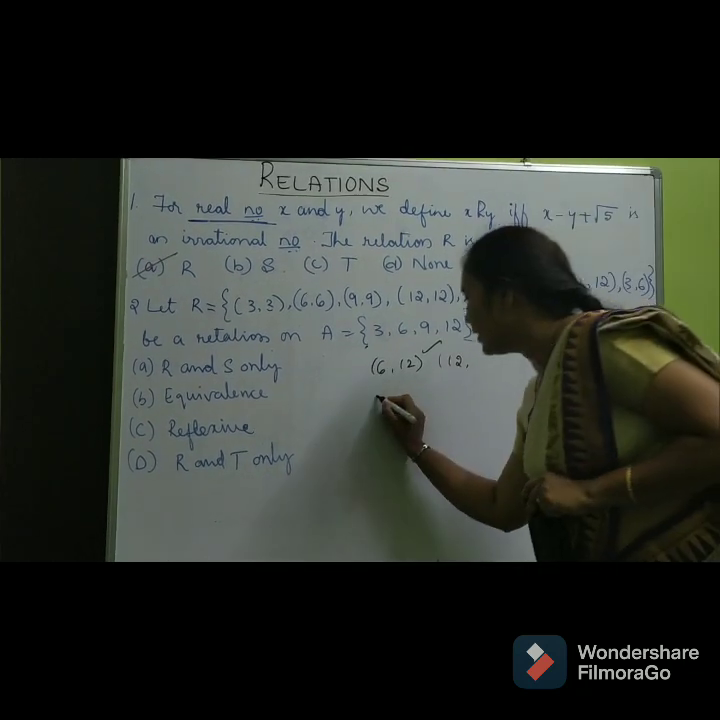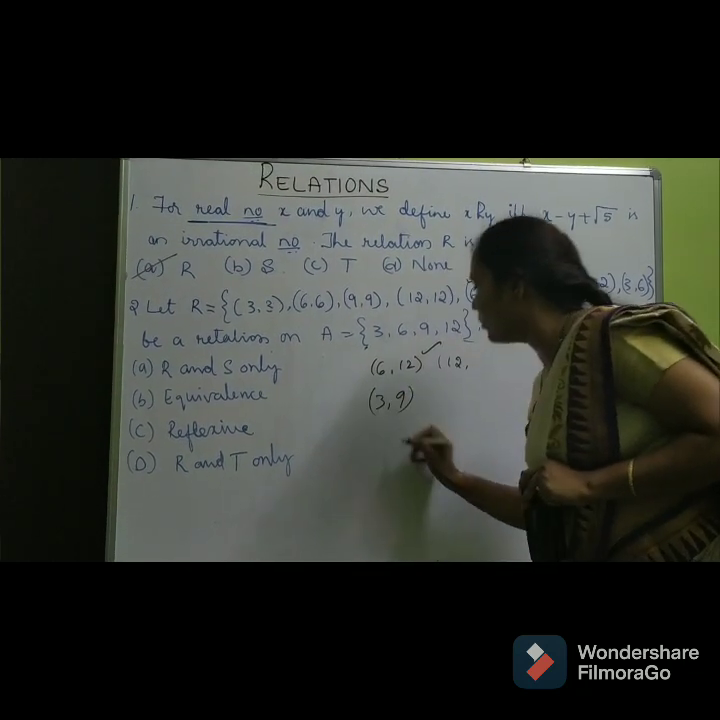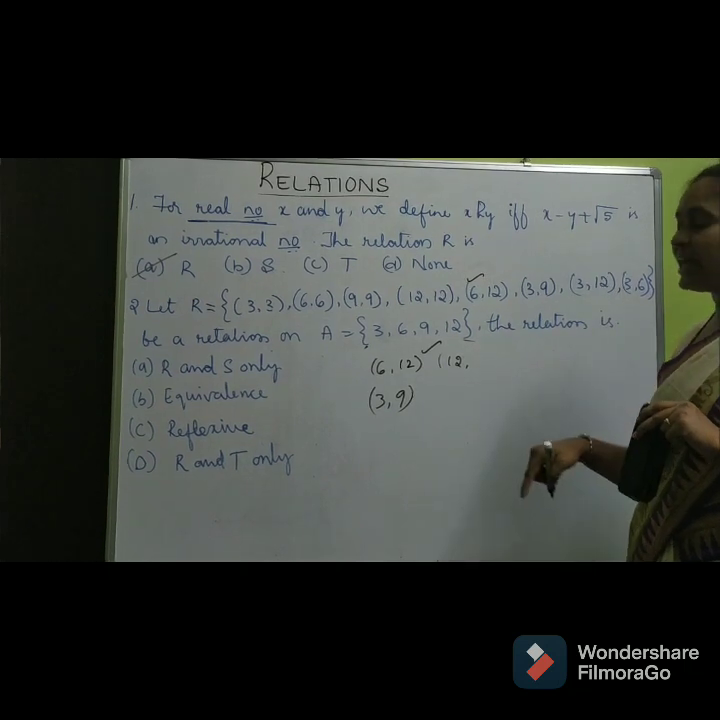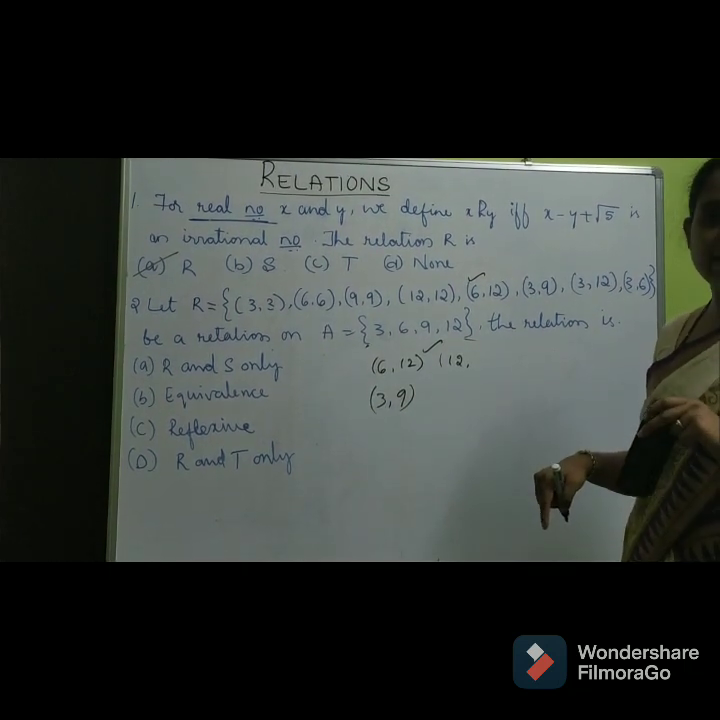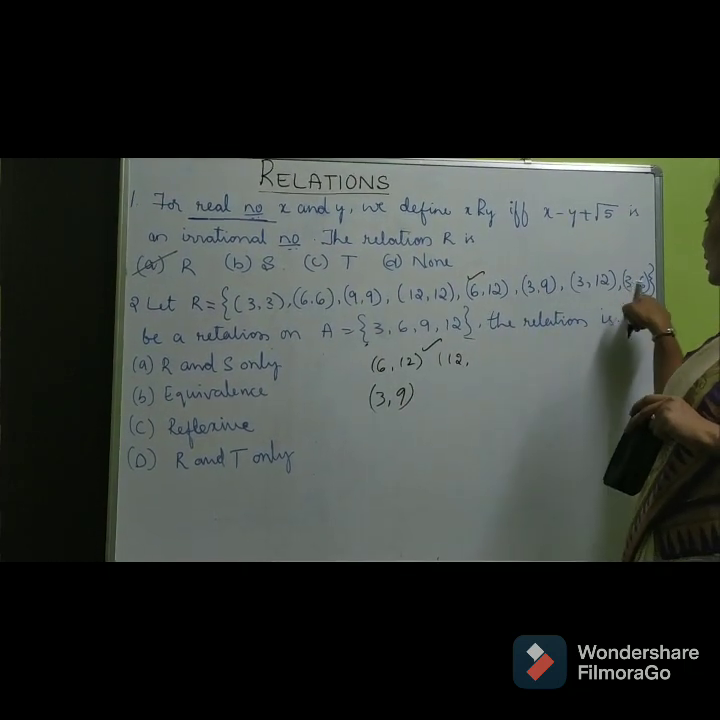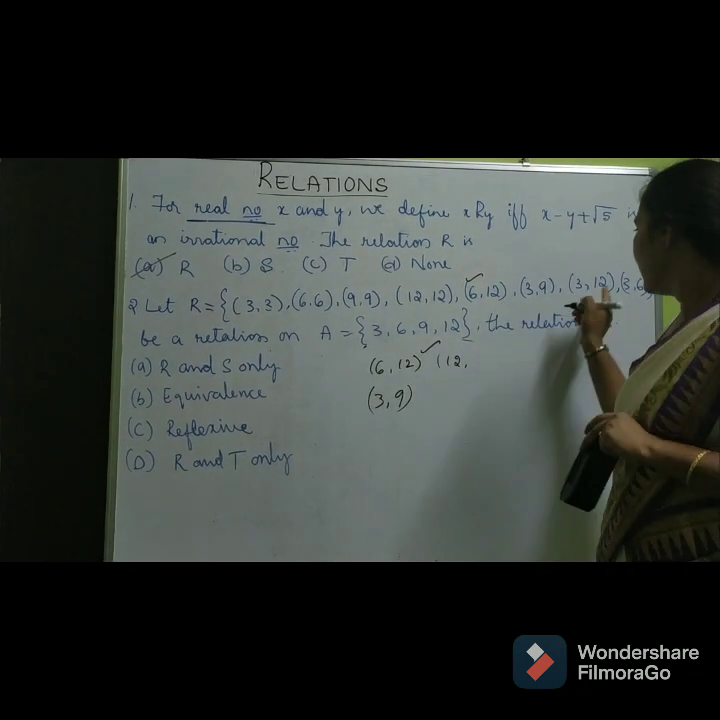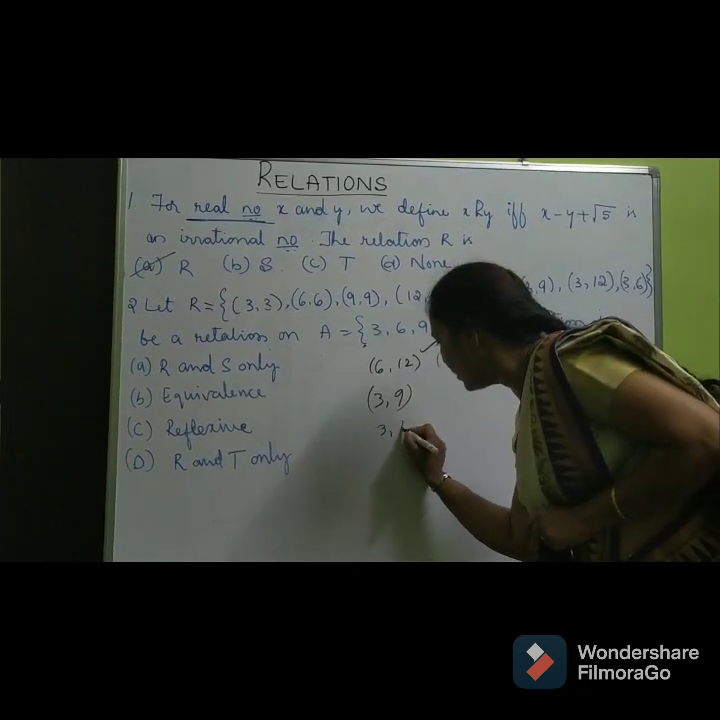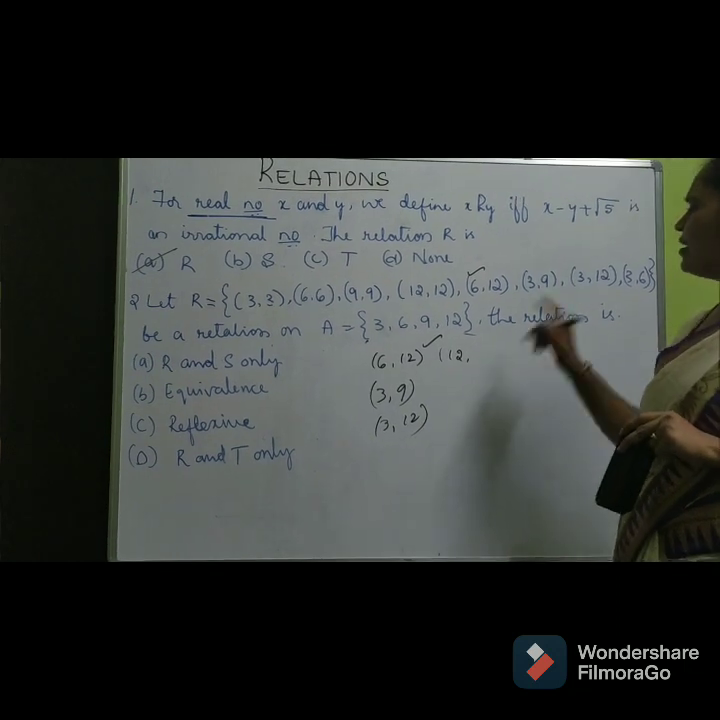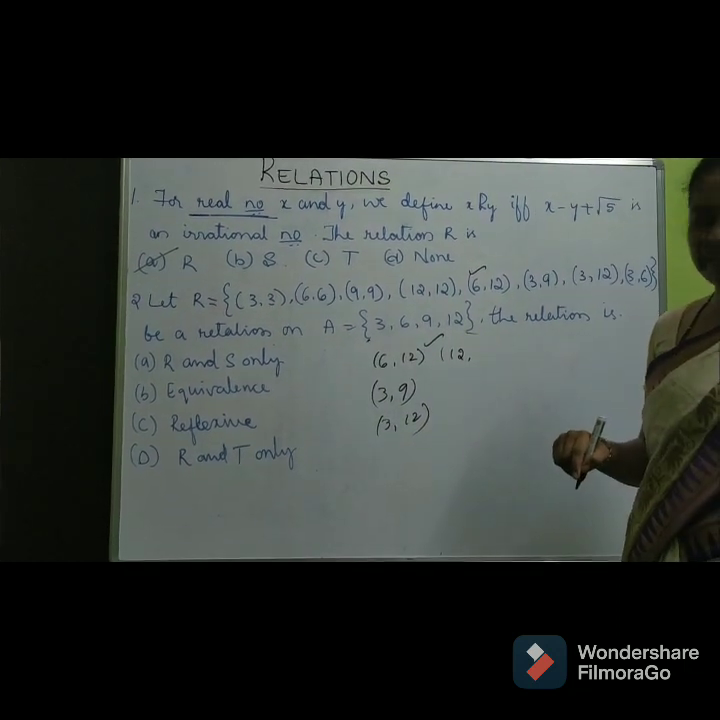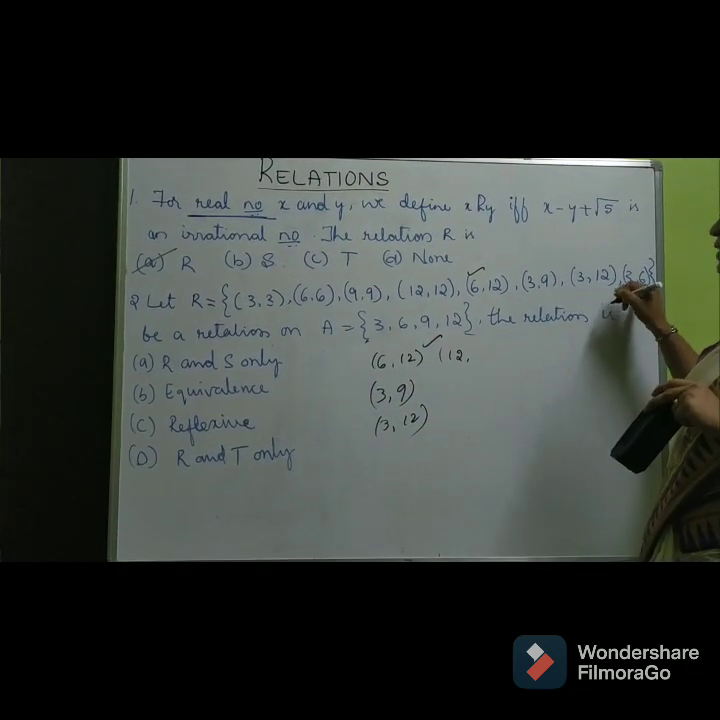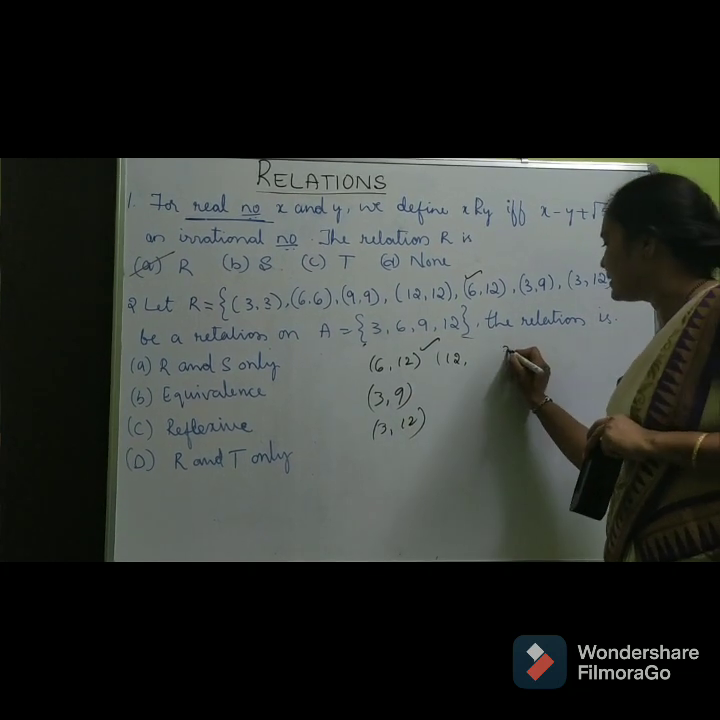Let me take 3, 9. I have to check from 9 whether any ordered pair is there or not. From 9 you see is not there. Leave it. Then I will take 3, 12. Of course, again the same thing. From 12 no ordered pair is starting. No problem for us. Next this one I have to take 3, 6.